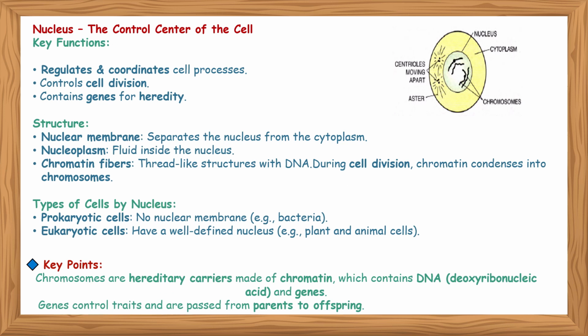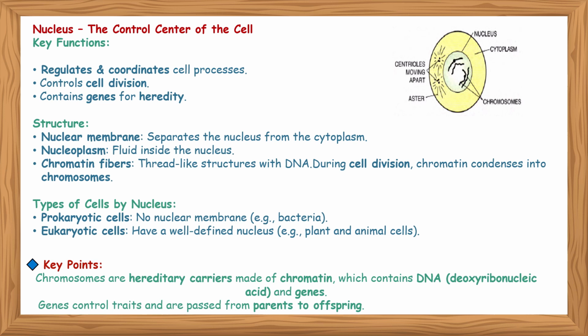Nucleus, the control center of the cell. Its key function is that it regulates and coordinates cell processes. It controls cell division and contains genes for heredity. Structure: the nuclear membrane separates the nucleus from the cell. Nucleoplasm is the fluid substance inside the nucleus. Chromatin fibers are the thread-like structures of DNA. During cell division, chromatin condenses into chromosomes.